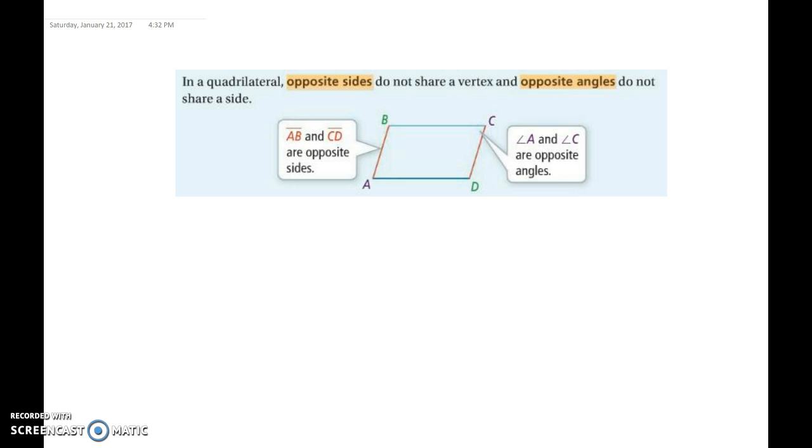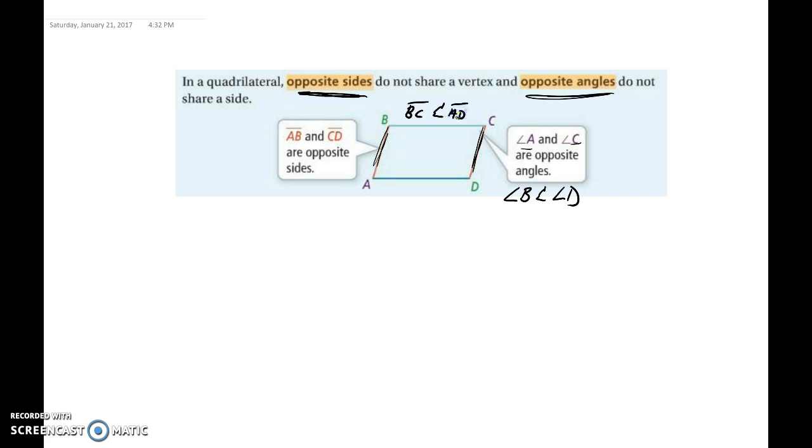So in our quadrilateral, when we talk about opposite sides, it's the sides that don't share a vertex. So segment AB and segment CD are opposite sides because they do not share a vertex. And opposite angles do not share a side. So in this case, angle A and angle C are opposite angles. Now, I know they don't say it, but angle B and angle D are also opposite angles, and segment BC and segment AD are also opposite sides.